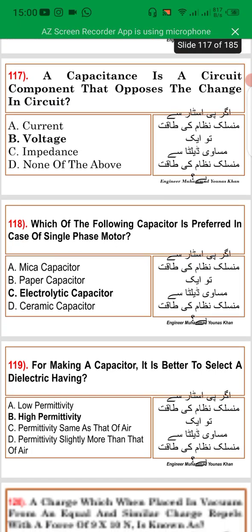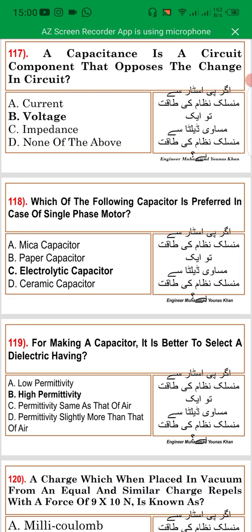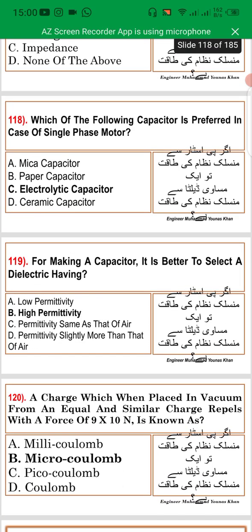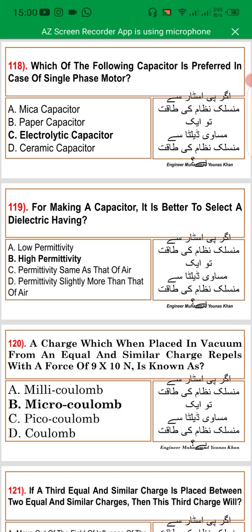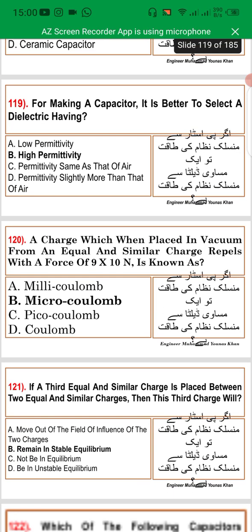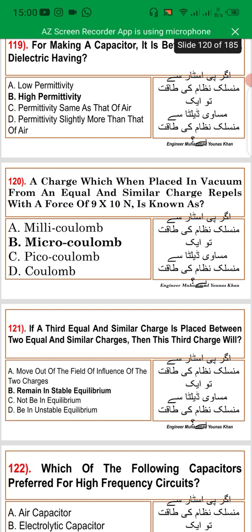Which of the following capacitors is preferred in the case of a single phase motor? Electrolytic capacitor. For making a capacitor, it is better to select a dielectric having high permittivity. A charge which, when placed in vacuum near an equal and similar charge, repels it with a force of 9 x 10^9 newton is known as a coulomb.